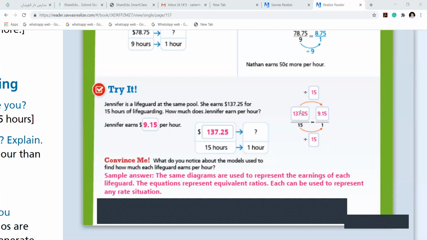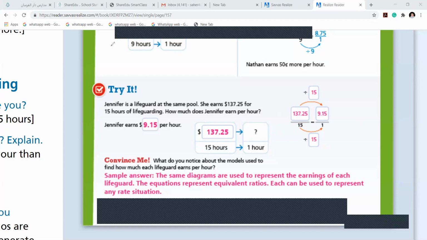So I divided directly by 15. In this question, they said to divide directly by 15. So I got 9.15. Let me show you all how we divided directly by 15, instead of by 5. But you can even do 5, girls, no problem. And then next you have to do more.